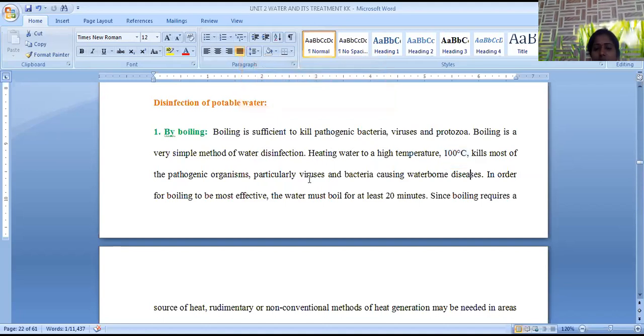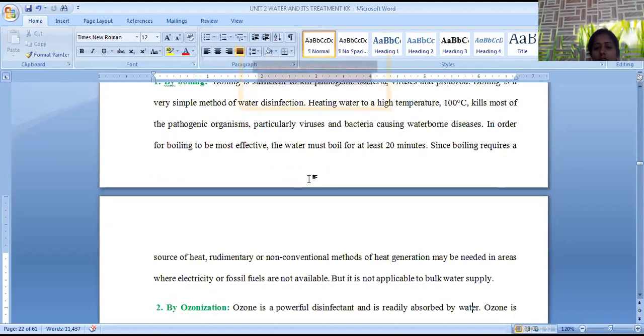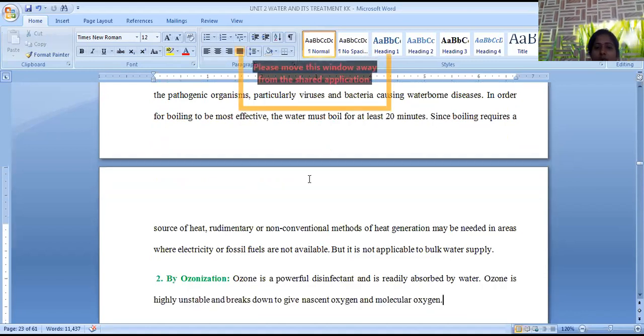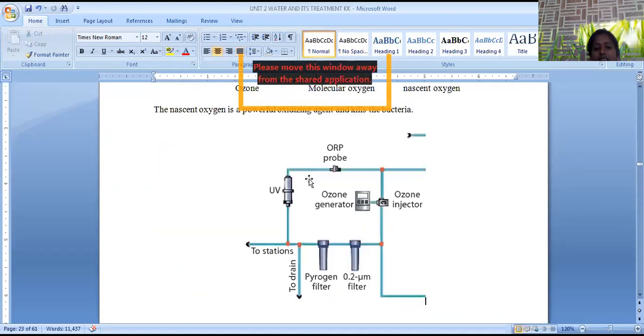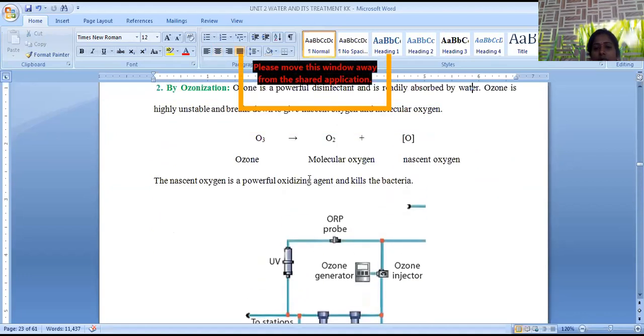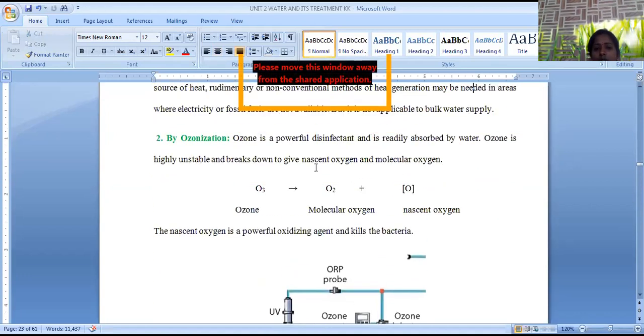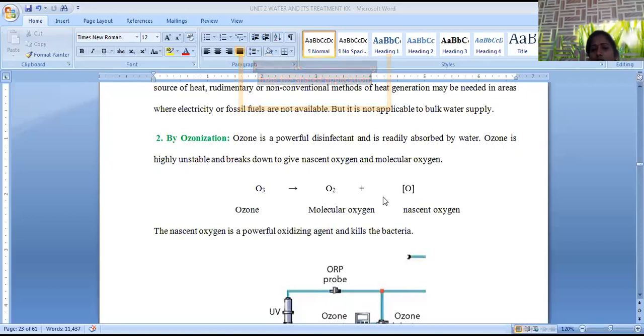While boiling, all kinds of pathogens, not only bacteria and protozoans but any disease causing organisms present in the water, can be removed. And second is about ozone treatment. It is the most efficient treatment among all the described methods, because when we go with ozone treatment, ozone is a highly unstable material and is easily converted into molecular oxygen and nascent oxygen. Molecular oxygen is used to improve the quality of water by improving the dissolved oxygen content, DO.